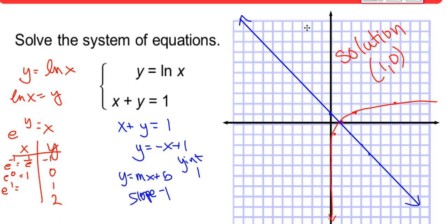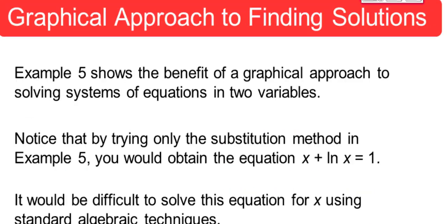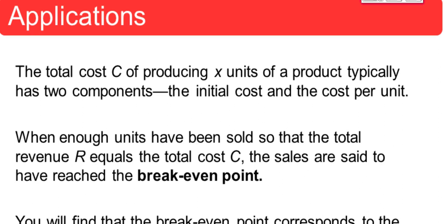Our next problem is a cost and revenue problem. Here we go, we have an application problem. The total cost C of producing x units of a product typically has two components, the initial cost and the cost per unit. The initial cost would be like the y-intercept, and the cost per unit would be that slope concept as we look at it.